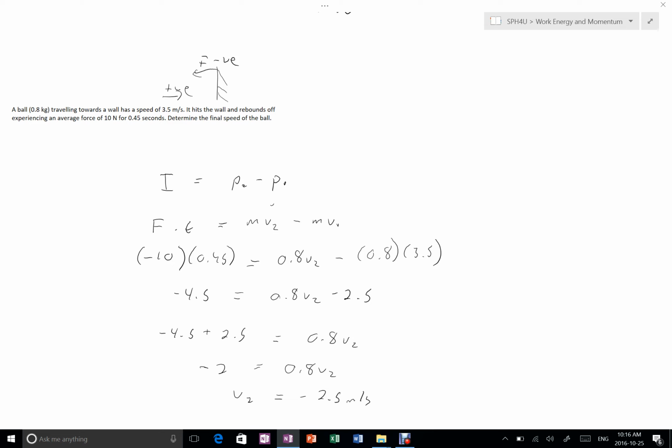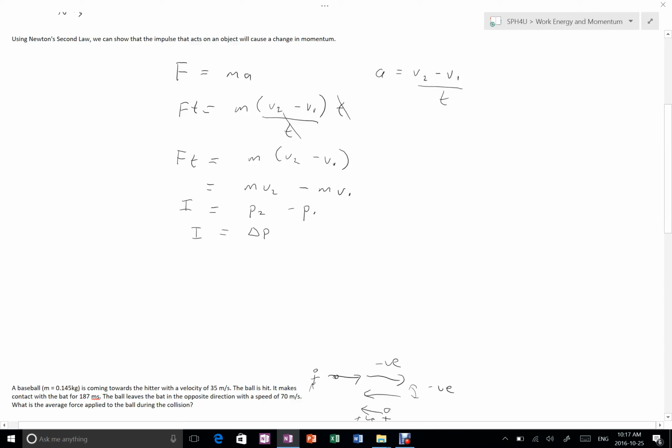Again, you could have done this problem by using the mass and the force to determine the acceleration, and then using the acceleration formula to find the final velocity. Either way, it doesn't make any difference, but in terms of impulse, force times time, and change in momentum, we can solve the problem as well.